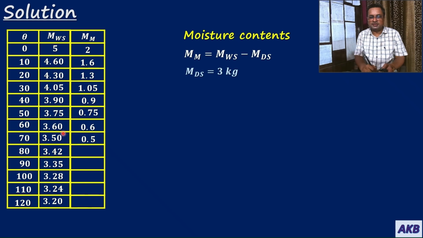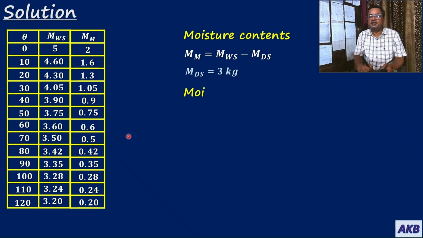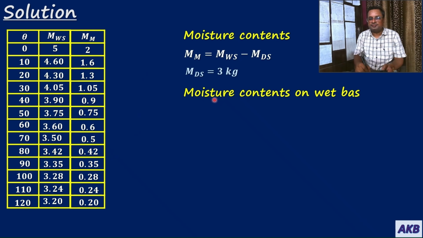So 3.90 minus 3 is 0.9. 3.75 minus 3 is 0.75. 3.60 minus 3 is 0.6. 3.50 minus 3 is 0.5. 3.42 minus 3 is 0.42. 3.35 minus 3 is 0.35. 3.28 minus 3 is 0.28. 3.24 minus 3 is 0.24. 3.20 minus 3 is 0.20. So in this way, we get moisture contents in kg after every 10 minutes.